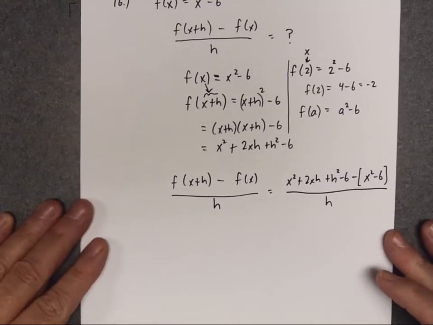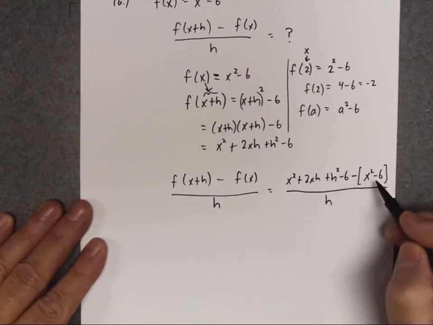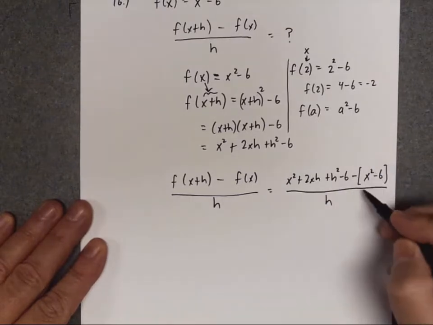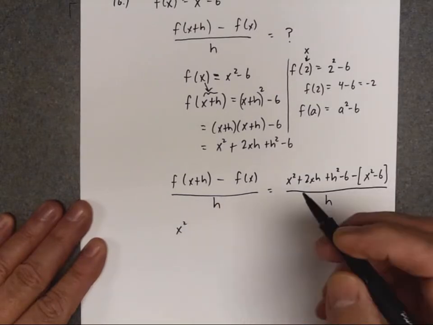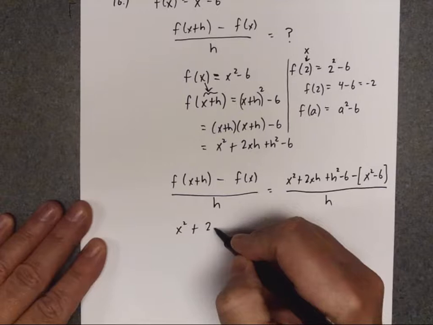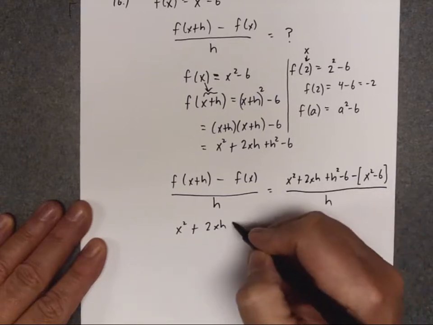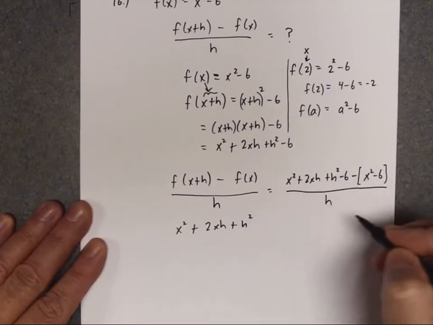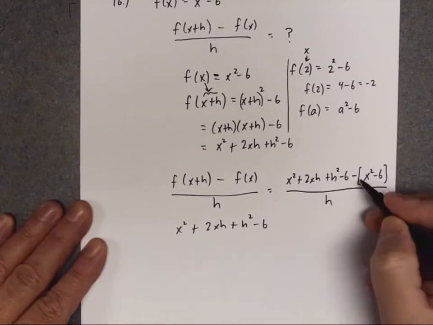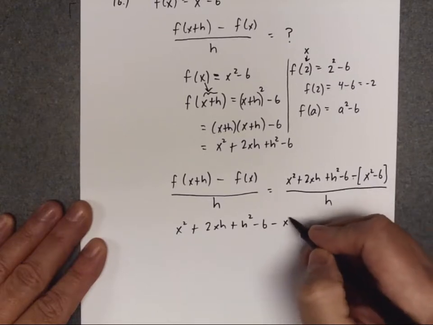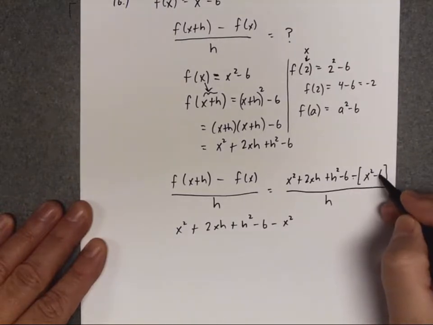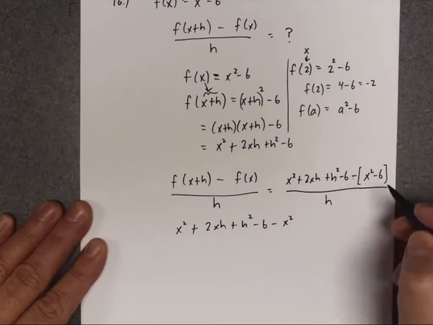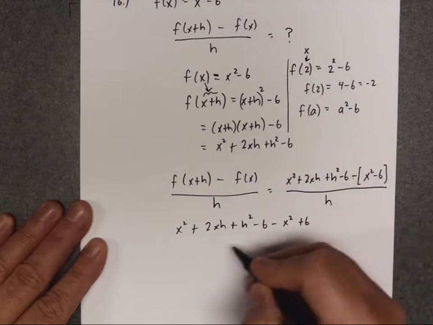Now the way these kinds of problems work, at this point, if you've done it correctly, a lot of stuff is going to cancel out. So let me first get rid of these brackets. So I have to do a little more writing. x squared plus 2xh plus h squared minus 6. So minus x squared. Subtracting a negative 6. Two negatives make a positive. It's plus 6.